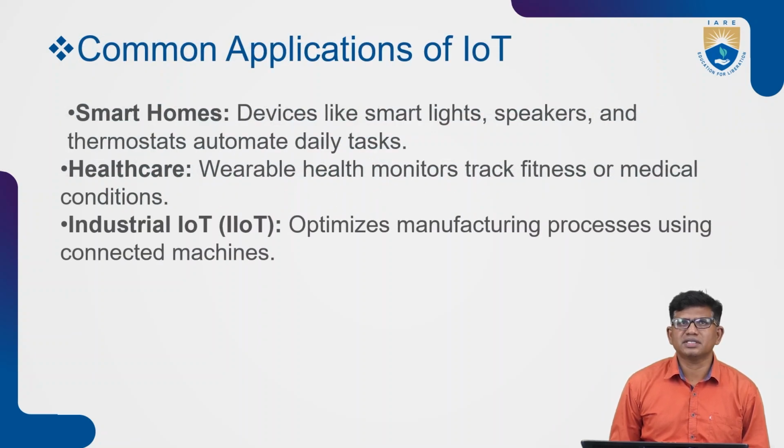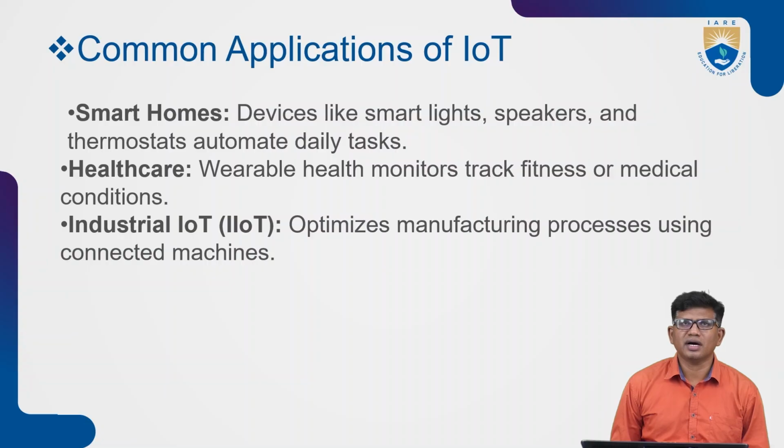The common applications of IoT. Here we can find many applications of this IoT. The first one, smart homes. Devices like smart lights, speakers, and a thermostat automate daily tasks. These are the various examples for smart homes. Healthcare: wearable health monitors track fitness or medical conditions. With the smartwatches we are using nowadays, basic health parameters can be checked.